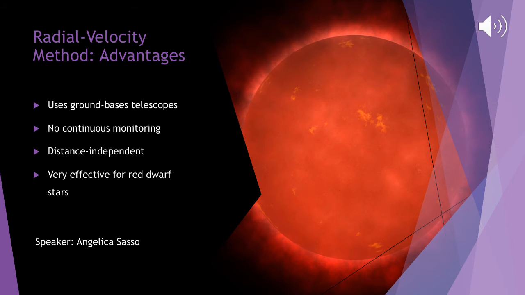In addition, the radial velocity method is effective at detecting planets around low-mass M-type stars, as these stars are more affected by a planet's gravitational pull. This is useful, as the majority of stars in our universe are M-type stars or red dwarfs.